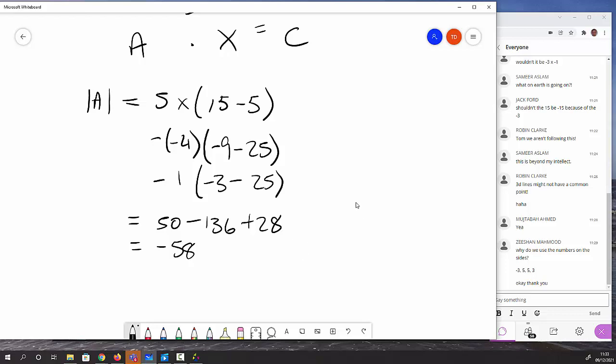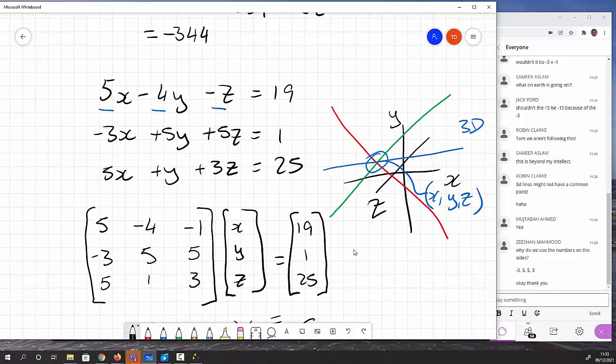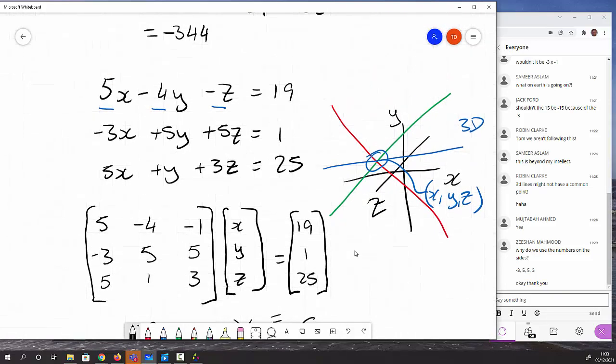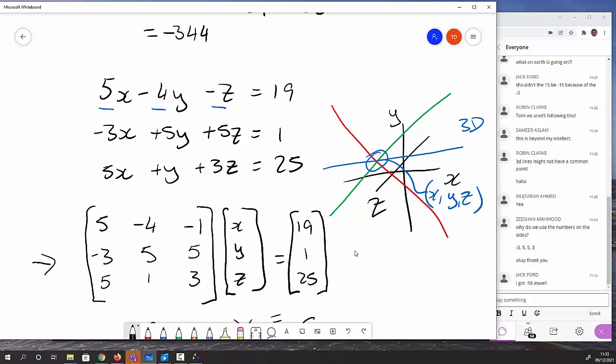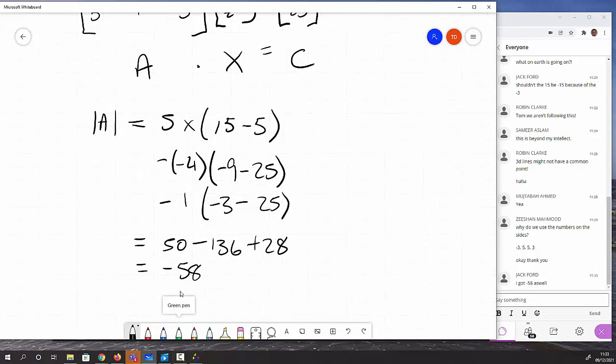Okay, so let's just review where we're up to now then. We started with 3 by 3 equations, which are not trivial to solve. And what we've done is we've rewritten the equations in matrix form, which is what we've got here. Thank you, Jack. You're a valuable asset. So we've rewritten it in matrix form here. Then what we've done is we've found the determinant of the matrix, which is minus 58. Okay, and I'm going to call that determinant D.